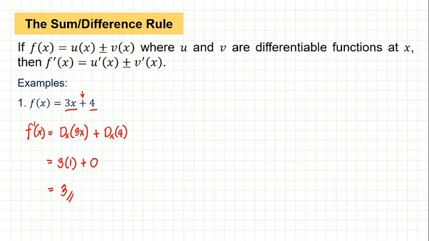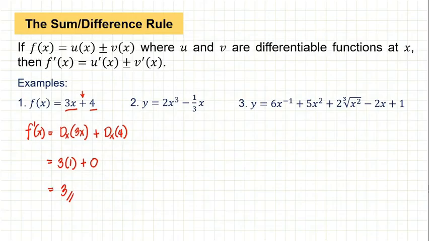Okay? Now, let's have another example. Okay? So, nakita na yung pangatlo. But let's have first the second one. We have y equal to 2x cubed minus 1/3 x. So just apply the sum or difference rule. We will now have y prime equal to, you will differentiate the terms separately. So we have the derivative of 2x cubed, and we have minus the derivative of 1/3 x.